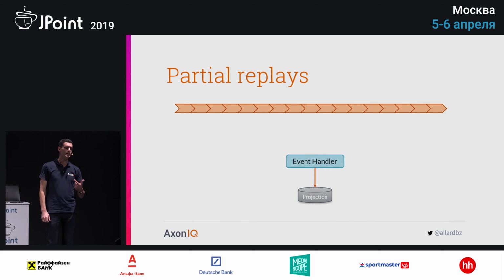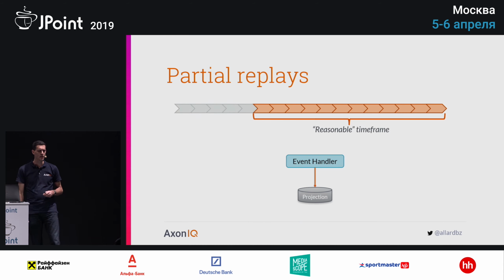So there's this idea that, well, you don't always need to replay everything, right? It's not always necessary to go all the way to the beginning of time, right? In many cases, for a specific event handler or a specific replay or a specific view model, you can define a reasonable time frame. And in some cases, reasonable is 1 hour back. In some cases, reasonable is at least 10 years back.